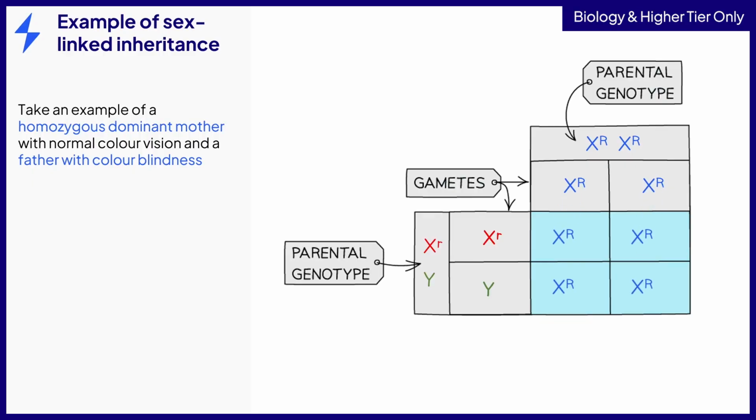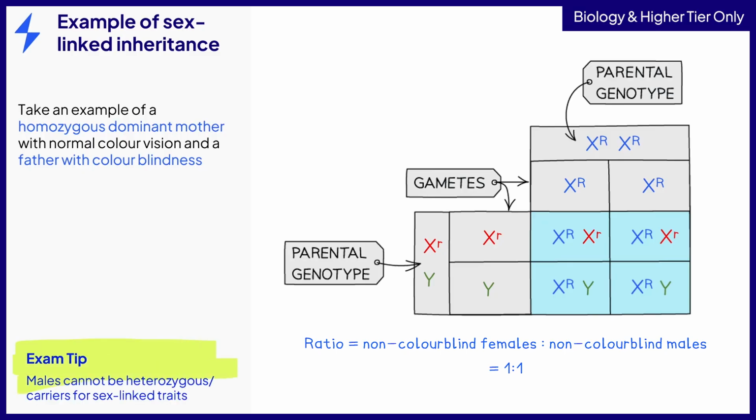Once the Punnett square is completed, we can see that the outcome of the cross is 50% heterozygous carrier females and 50% non-colorblind males. When asked in an exam to state the phenotypes of the offspring, or the ratio of phenotypes, you must make sure to state which offspring are male and which are female, as well as stating information about the phenotype linked to the characteristic, in this case color blindness. Note that it is impossible for males to be carriers of the color blindness allele.